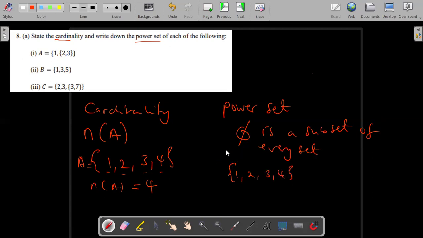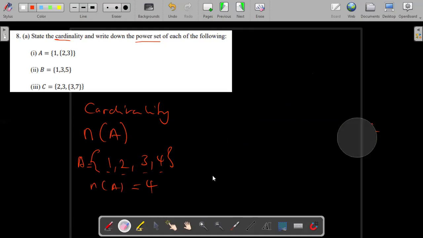So now let me try to list down subsets of A. What are the subsets of A? Let me try to list down all the subsets that I can list down. So a subset is just a set contained within what? A set. A set contained within a set.